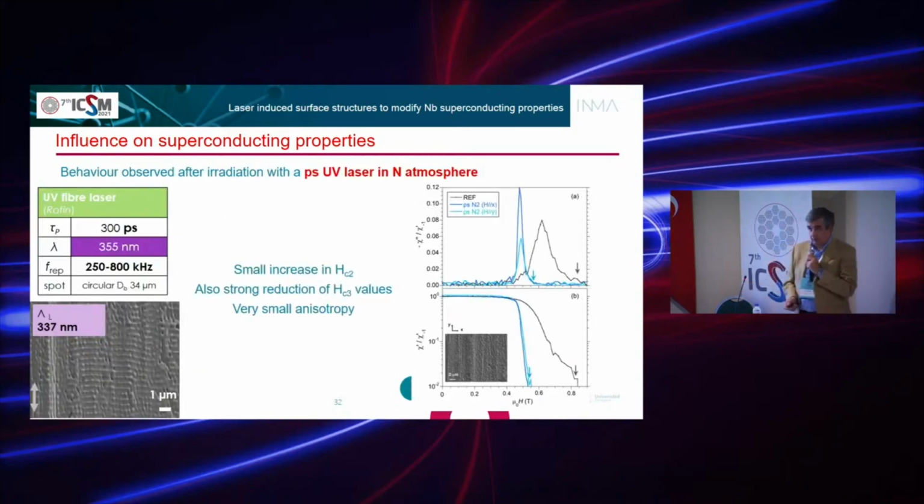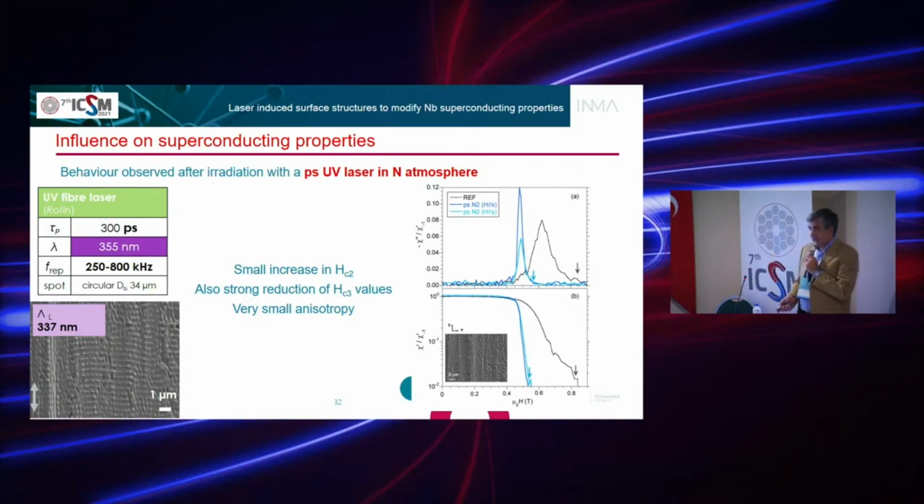Also, if you do it with the picosecond UV laser, you also observe the shift of the transition from the non-irradiated sample to the irradiated ones. And one thing, the main difference between this sample and what I have shown you before is that this sample doesn't show anisotropy.